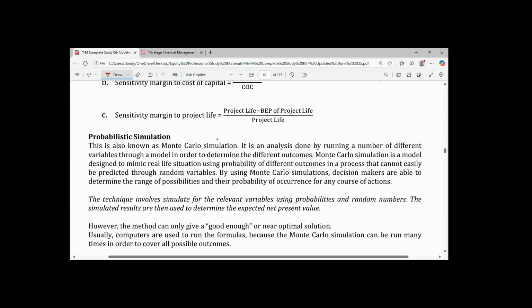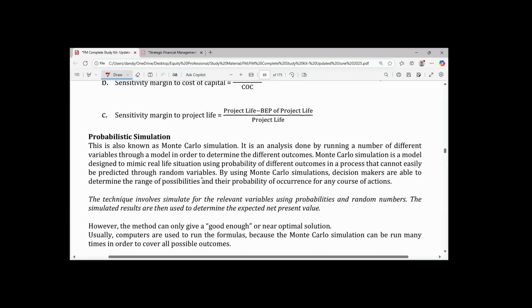Say, for example, you may be given variable cost, that's your cash outflow, and revenue, that is cash inflow. Therefore, you simulate for variable cost separately and for revenue separately. You then use your simulated results to compute NPV. The result is called the expected net present value. However, when you are simulating, you are supposed to use random variables.